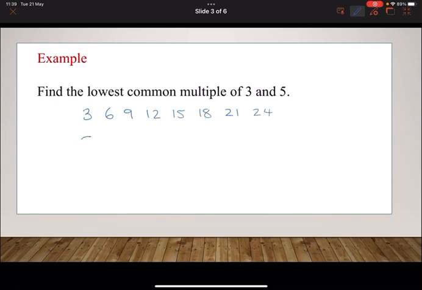I'm going to do the same for 5. So I'm going to write out my multiples of 5. And it's just a case of writing out the first few multiples and then comparing the lists.